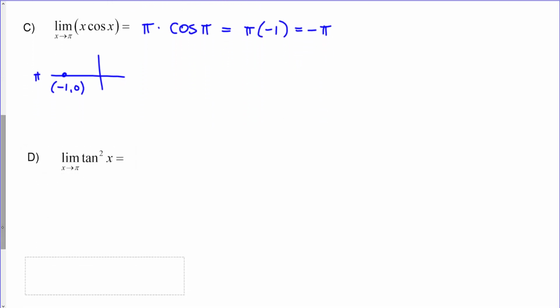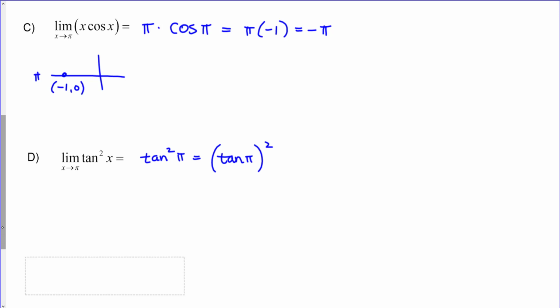The limit as x approaches pi of tangent squared x. Tangent, as long as you're not using one of the values that leads to an asymptote, is continuous on its domain. So let's see what happens here. This would be tangent squared of pi, as in tangent of pi, squared, in case you're unsure exactly how that notation works out.